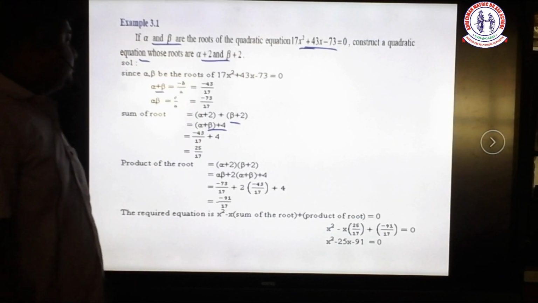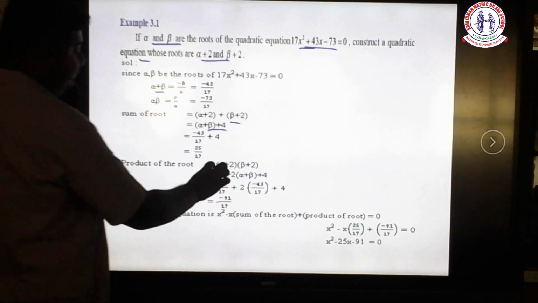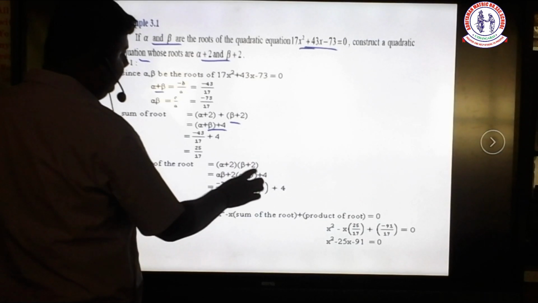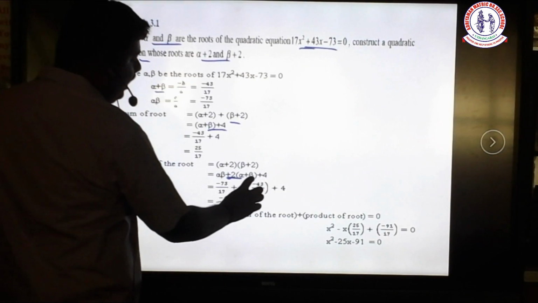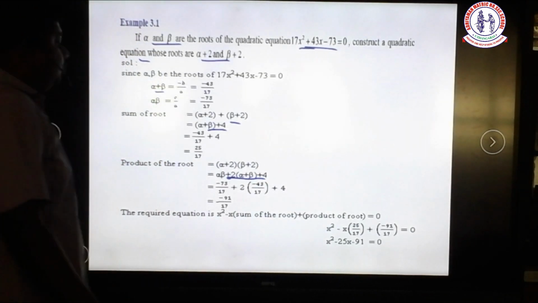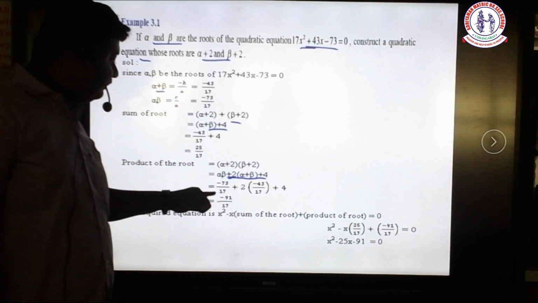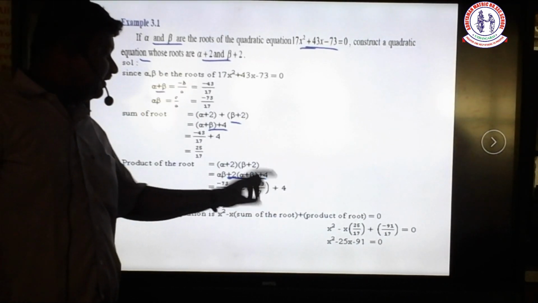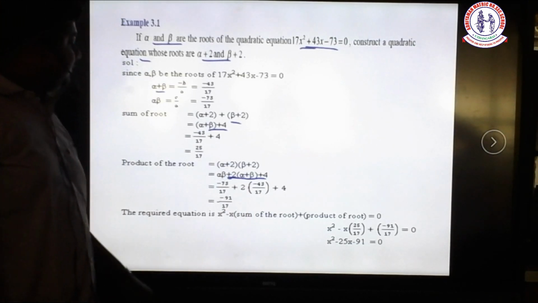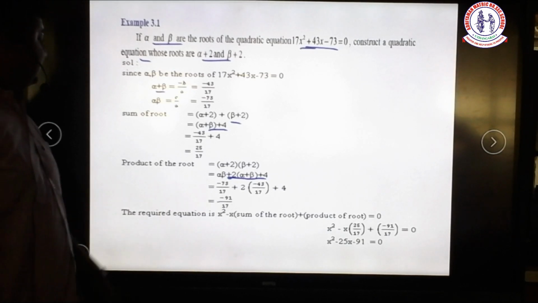Next is the product of the roots. The roots are alpha plus 2 and beta plus 2. If you multiply them, alpha into beta, 2 alpha, 2 beta, and 2 twos are 4. After simplifying, we get alpha beta plus 2 into alpha plus beta plus 4. We know the alpha beta value is minus 73 by 17, plus 2 into alpha plus beta, which is minus 43 by 17, plus 4. Simplifying, we get minus 91 by 17.